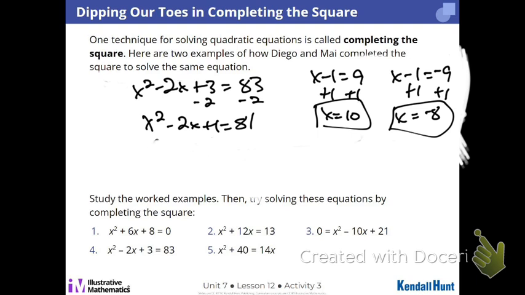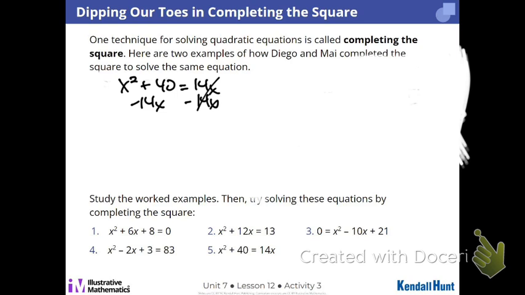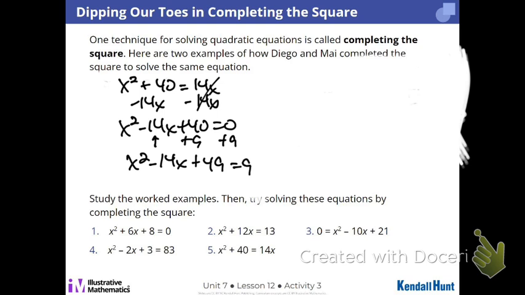Last one. It's going to take some reorganization, but it's still good. Okay. Who can tell me what they did first on 5? There's something that I did first. I know. Micah. I did minus 14x. Yeah, me too. Because I'm trying to get that b term on the same side. And then, if this half of that's negative 7, right? Negative 7 plus negative 7, 49. I need 49, so I'm going to add 9. So x squared minus 14x plus 49 is 9. I can rewrite that as x minus 7 squared equals 9.